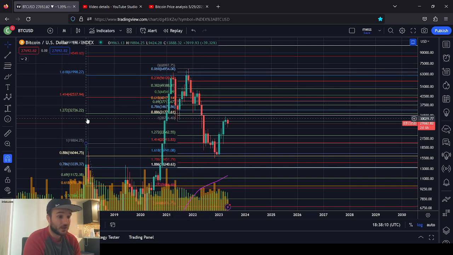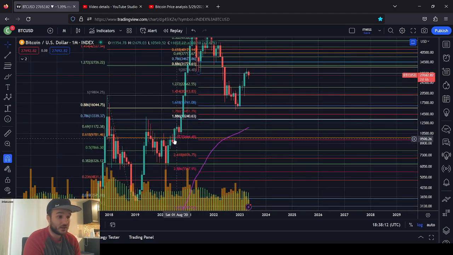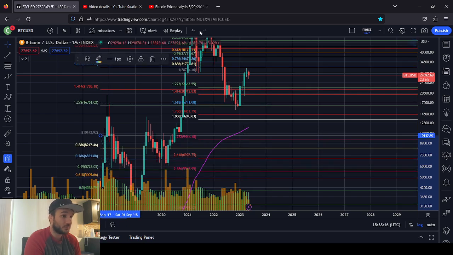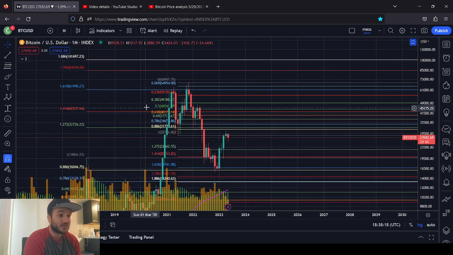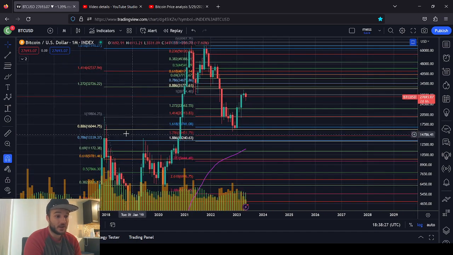We literally checked it just like we checked the 618 here before going higher. From this 618 check all the way up, we went to the 1618. From this 618 check all the way down, we went to the 1618, and we found support there, which again is the same area as this 0.886.